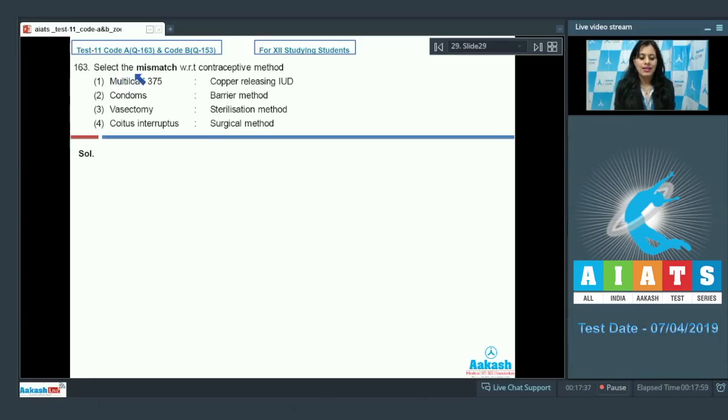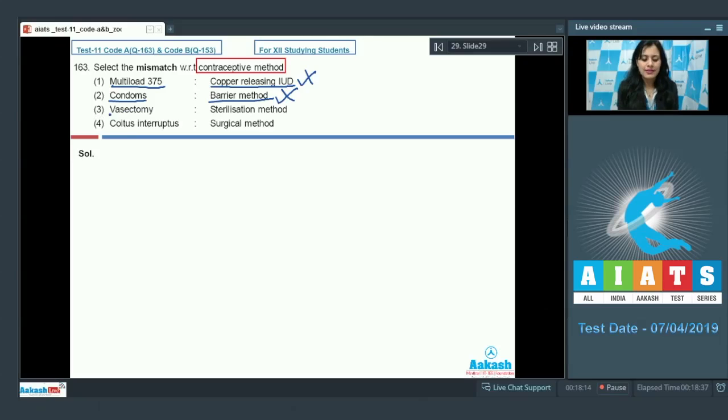Question number 163. Select the mismatch with respect to contraceptive method. The very first match given is multi-load 375 and the match is copper releasing IUD. As it is a correct match, this cannot be the correct answer to our question because multi-load 375 is a copper releasing IUD. Now the next option given is condoms and the match is barrier method, and as it is also a correct match, this cannot be a correct answer because condoms are a barrier method.